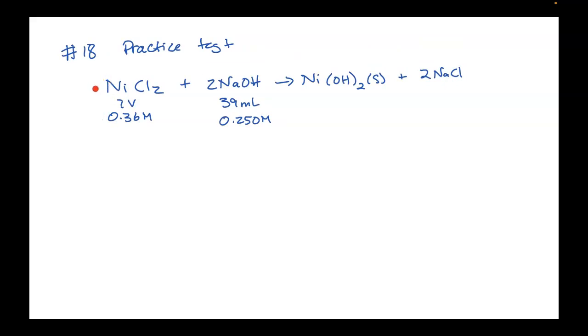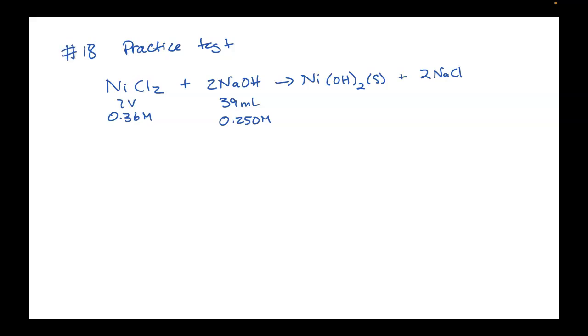Okay. We have this reaction. Everything is aqueous except for the nickel hydroxide. Nickel(II) chloride reacts with 2 sodium hydroxide to make nickel(II) hydroxide and 2 NaCl. And you are given that there's 39 milliliters of sodium hydroxide at 0.250 molar concentration. And the question asks how much volume of nickel(II) chloride at 0.36 molar concentration will you need to completely react with the sodium hydroxide.